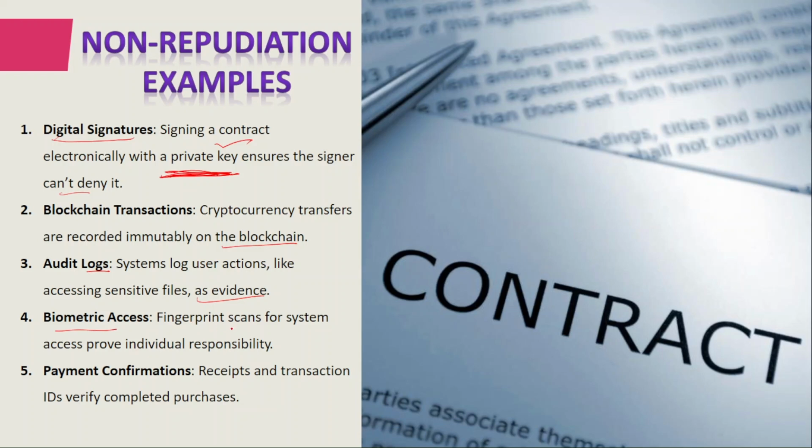Biometric access. Fingerprint scans for system access prove individual responsibility. Remember, credentials such as username and password can be shared, but it is impractical or impossible to share your finger with someone else. So that's why biometric access ensures individual responsibility for accessing a system. Payment confirmations. Receipts and transaction IDs verify completed purchases.